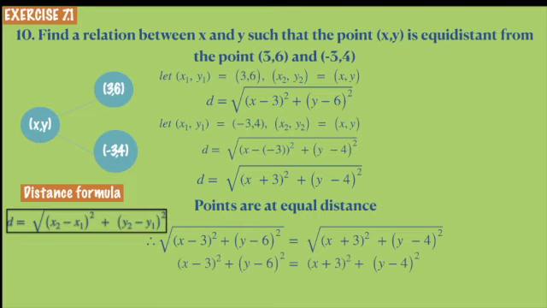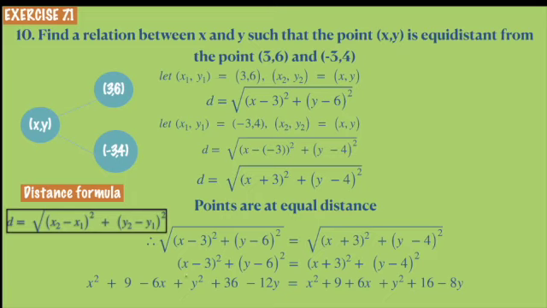When you eliminate the square root, the equation remains (x minus 3) whole square plus (y minus 6) whole square is equal to (x plus 3) whole square plus (y minus 4) whole square. Now see these equation terms carefully. They are going to attract an identity: x minus 3, a minus b, y minus 6, a minus b whole square, x plus 3, a plus b whole square, y minus 4, a minus b whole square. Therefore we are using the identity either a minus b whole square or a plus b whole square, depending upon the identity available.